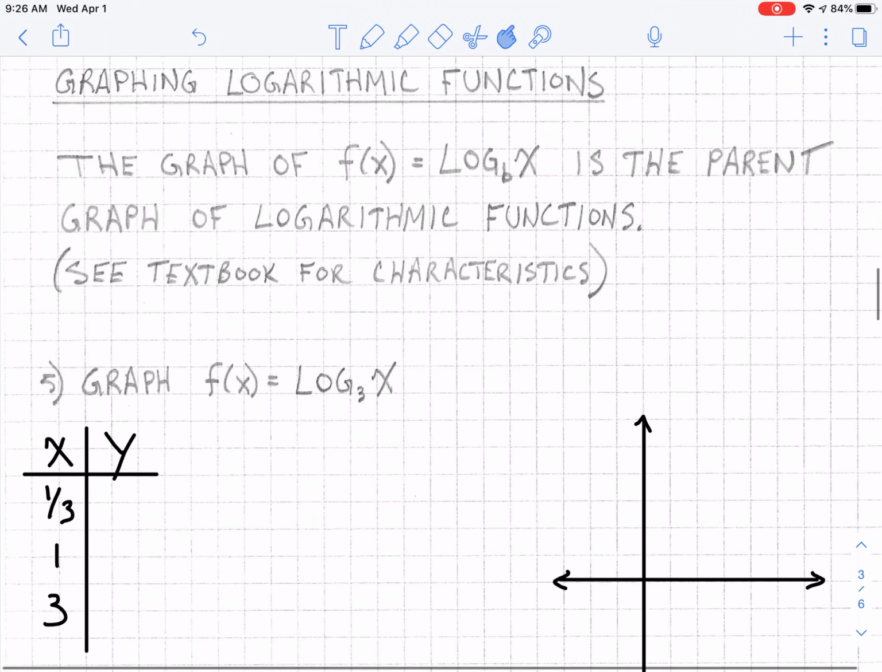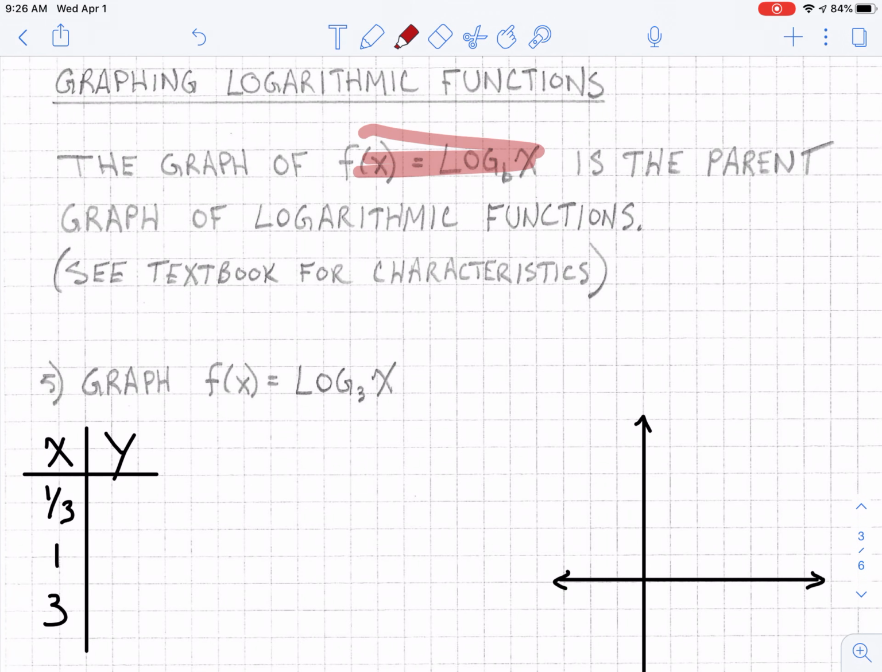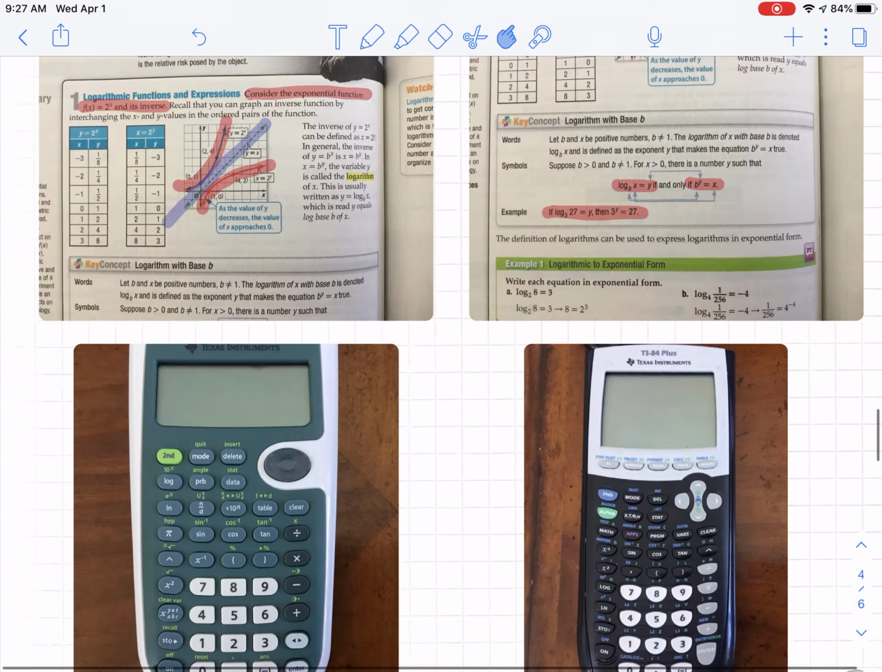The graph of f of x equals log base b of x, right here, is the parent graph of all logarithmic functions. You can look in your textbook for characteristics of the graphs. Let's see if I have that down right here.